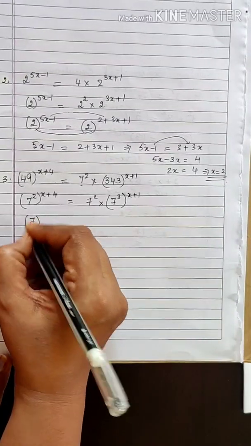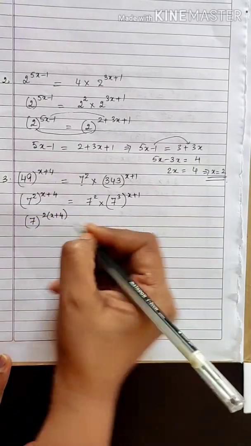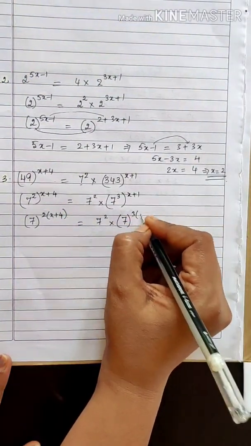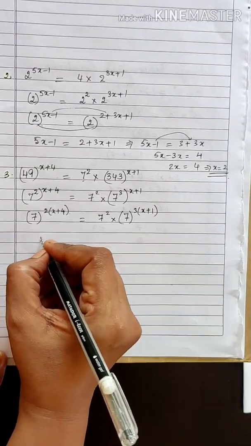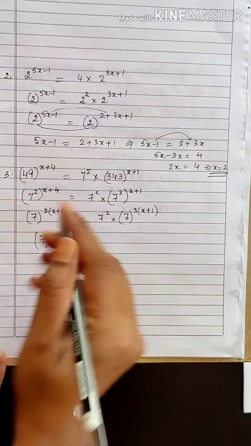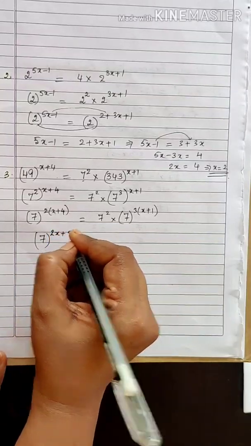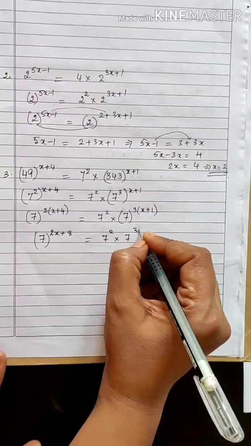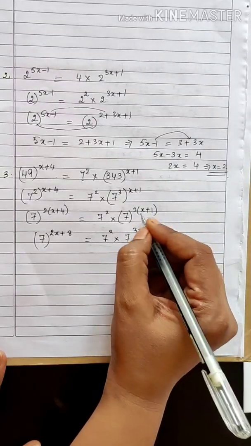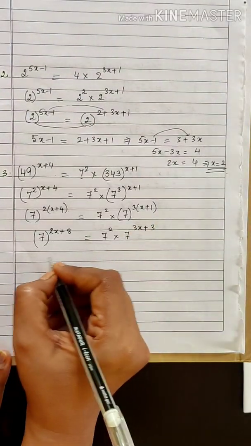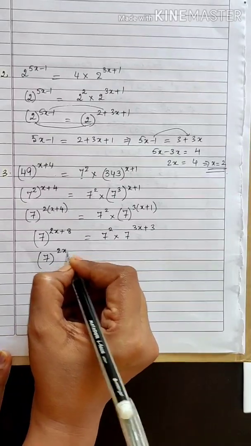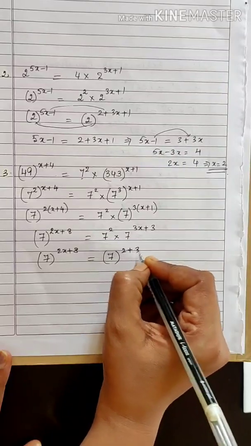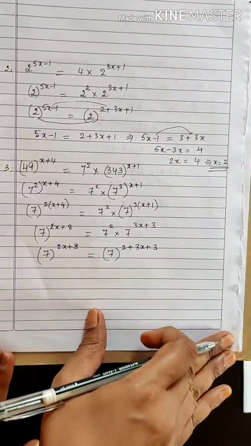Now 7 to the power of 2(x+4) is equal to 7² into (7³)^(x+1). So 7 to the power of 2x+8 is equal to 7² into 7 to the power of 3x+3. 3 into x is 3x, 3 into 1 is 3. So 7 to the power of 2x+8 is equal to 7 to the power of 2+3x+3, applying the product law.